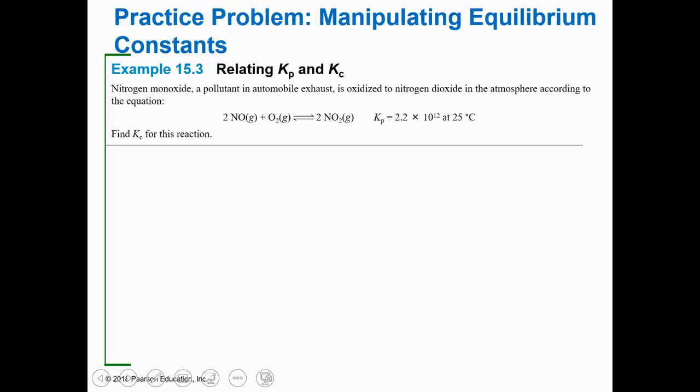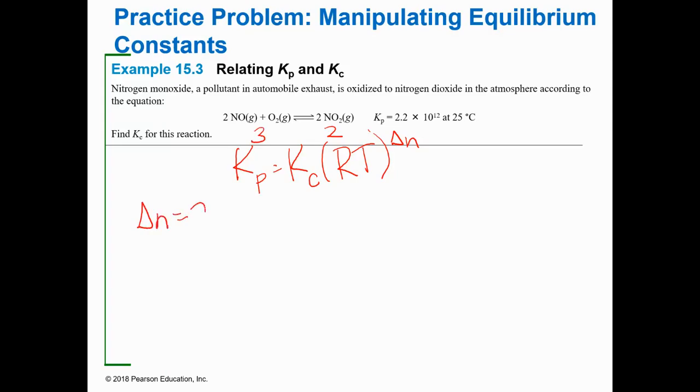Okay, so here we have our problem, and remember it's Kp is equal to Kc RT delta N. The first thing you should always do is look for delta N, because if you know delta N is 0, you don't even have to do the calculation. So delta N is not 0. If we look here, I've got 2 moles of gas on the product side and 3 on the reactant side. So my delta N is going to be 2 minus 3, which is -1, which is okay.